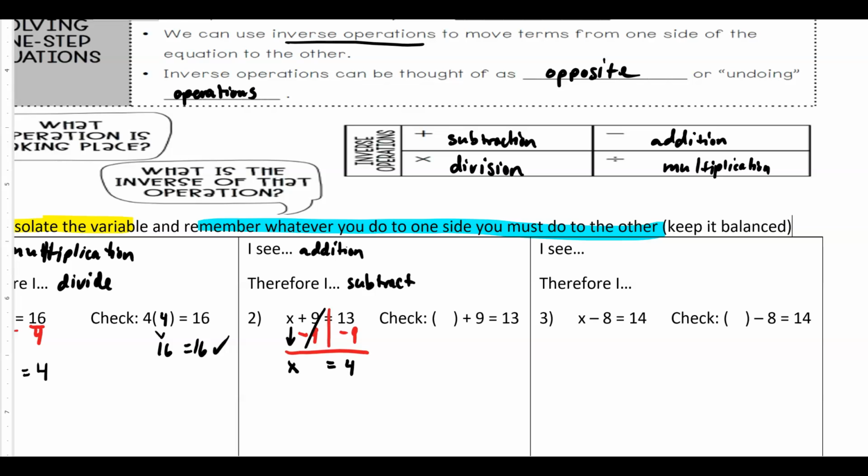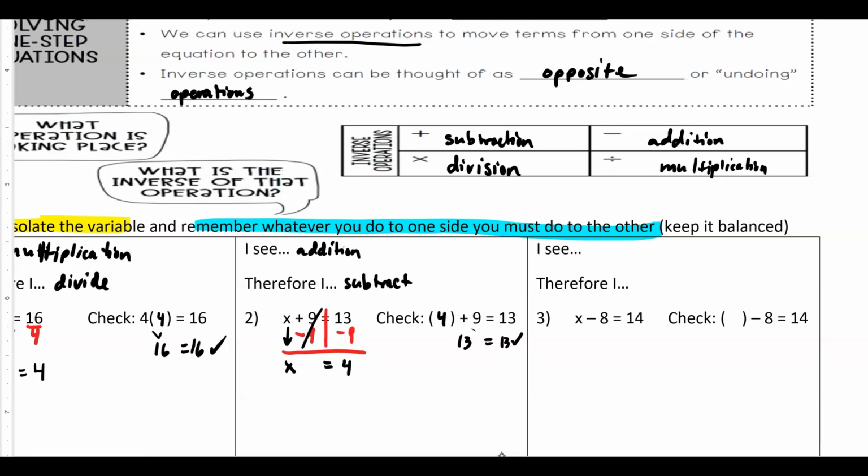Let's check this solution by plugging it back in. 4 plus 9, that's 13. 13 equals 13. I have a correct answer. Right. Notice it wouldn't make any sense in this problem to bring 13 over to this side, because in doing that, I'd get 9 plus 13, which would be 24, and 24 plus 9 is not equal to 13. Right? So you always want to move the terms away from the variable.